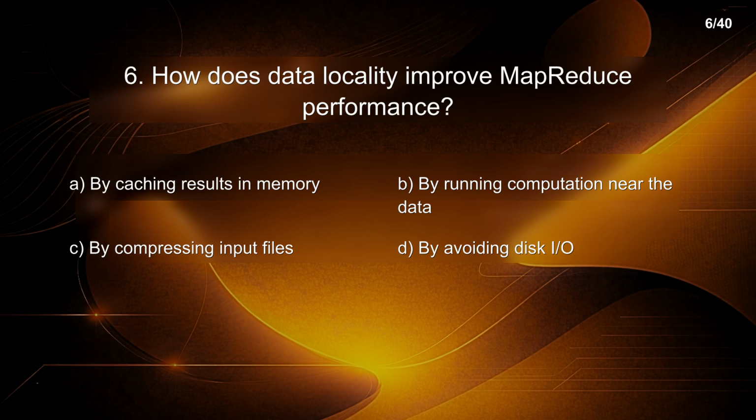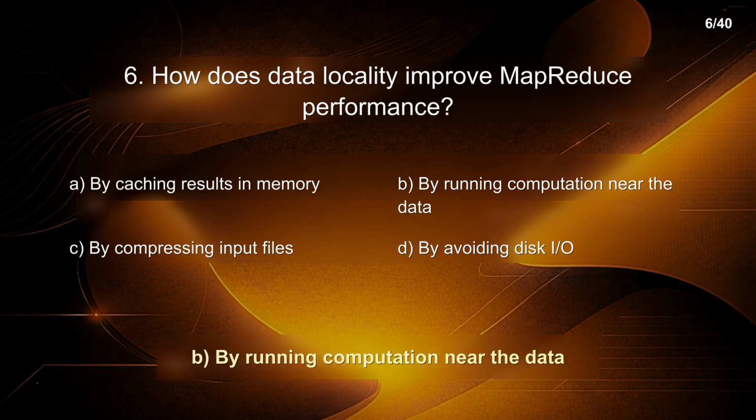Sixth question. How does data locality improve MapReduce performance? A. By caching results in memory. B. By running computation near the data. C. By compressing input files. D. By avoiding disk I/O. Correct answer is B. By running computation near the data.